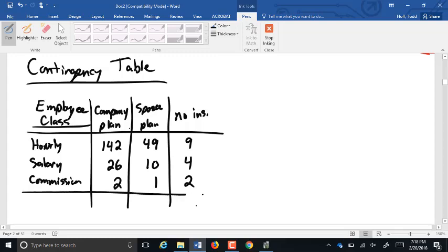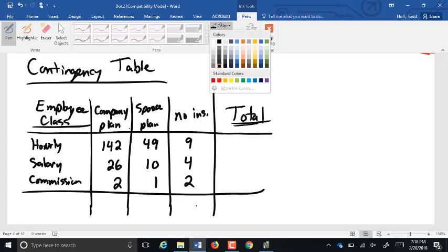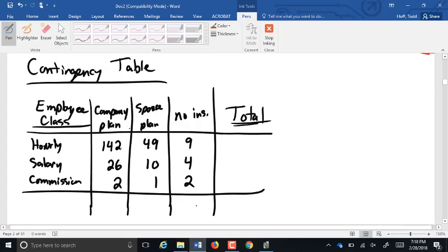So we want to analyze some probabilities here. To do probabilities, we need totals in both directions. So we need the totals of the rows. Our row totals here, 142 plus 49 plus 9 is 200. For salary, that row total, 26 plus 10 plus 4 is 40. And for commission, 2 plus 1 plus 2 is 5.